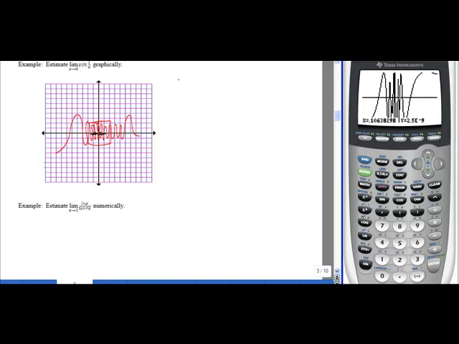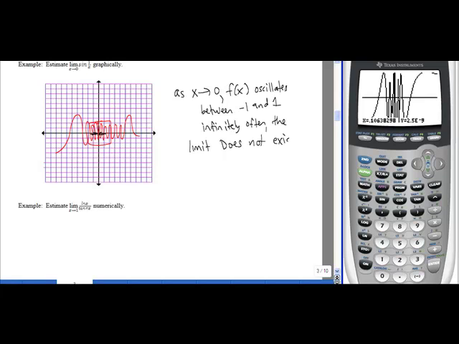And so what we say is, because as x approaches 0, this function f of x oscillates between -1 and 1 infinitely often, the limit does not exist. And sometimes the way that we'll abbreviate that is we'll say that the limit as x approaches 0 of sine of 1 over x is DNE, does not exist.